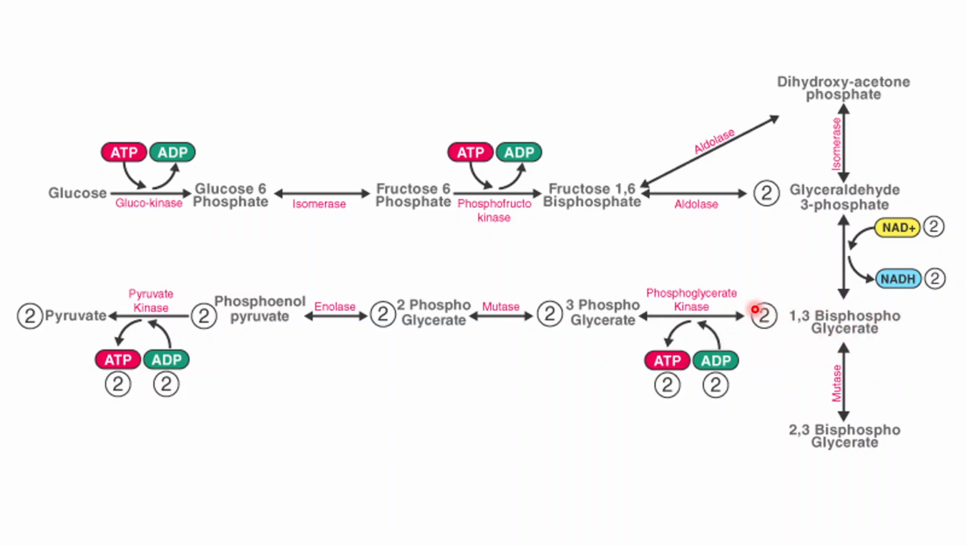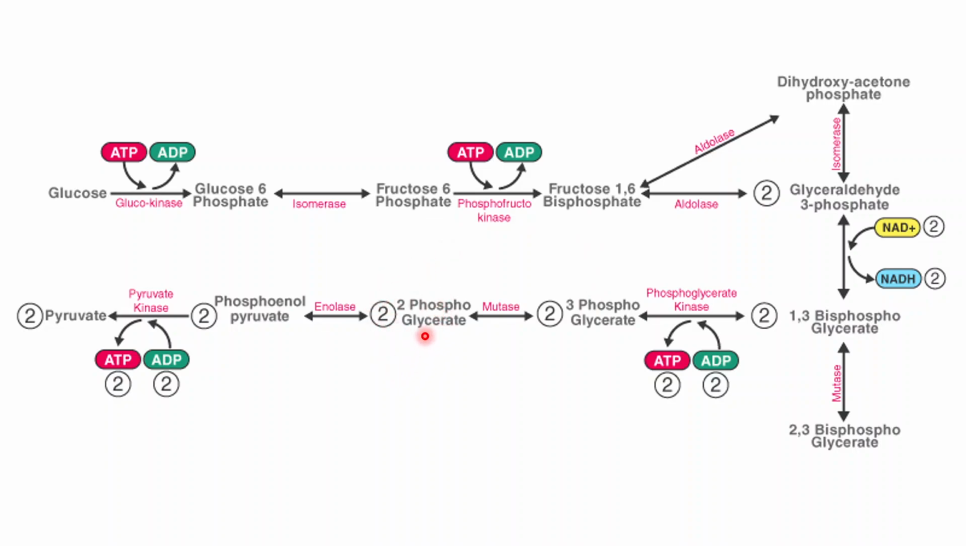So 2 molecules of 1,3 biphosphoglycerate will make 3 phosphoglycerate. So 1 phosphate is removed, so only 3 phosphoglycerate. That means at the third carbon 1 phosphate molecule is present. Then from 3 phosphoglycerate, with the help of enzyme mutase, 2 phosphoglycerate will form. So that phosphate group at the third carbon will be transferred to the second carbon.